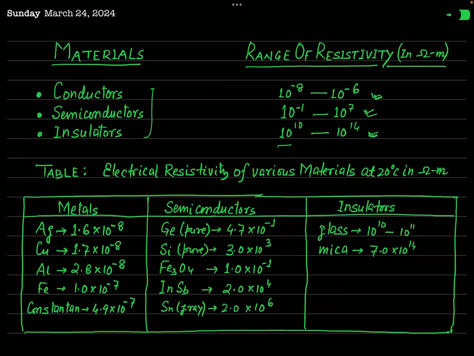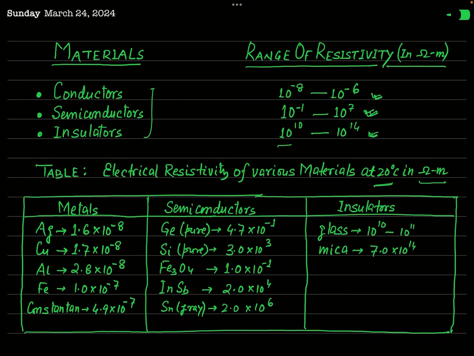So in the definition, I have told you that semiconductors are materials whose resistivity will lie between the resistivities of the conductors and the insulators. Okay, I have also provided here a table in which you can see the electrical resistivity of various materials almost at room temperature, or you can say at 20 degrees C, and all these values are also given in ohm meter.